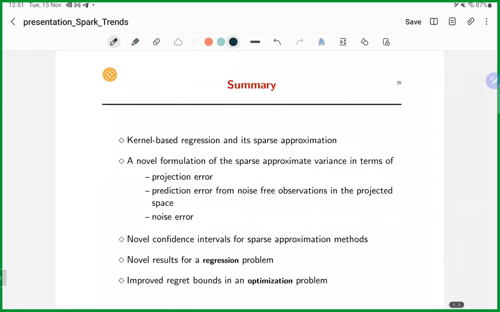That's it. So to summarize, we studied kernel-based regression and its sparse approximation, the SVGP or Nyström method. Our main result is a novel formulation of a sparse approximate variance in terms of projection error, prediction error from noise-free observation, and the effect of noise on the error. This helps us to establish novel confidence intervals for the sparse approximation method. And we can use this result to prove, as corollaries, novel results on regression and also improved regret bounds for optimization problems using a sparse approximation method.